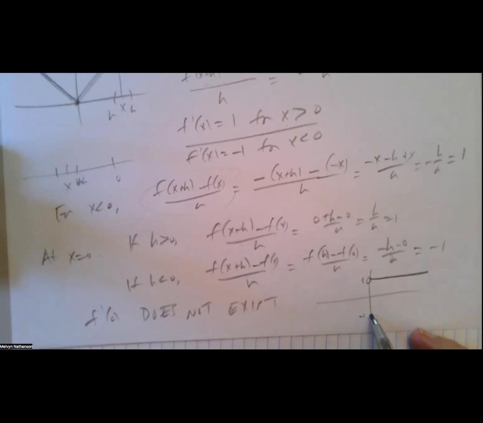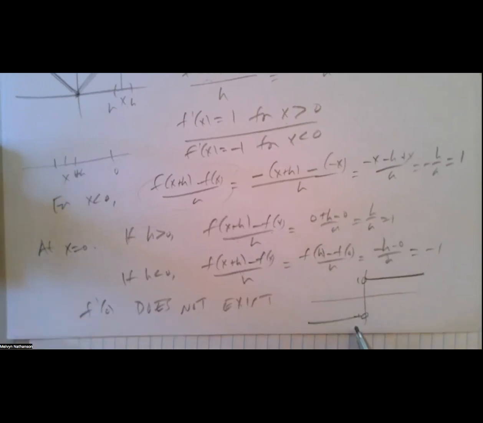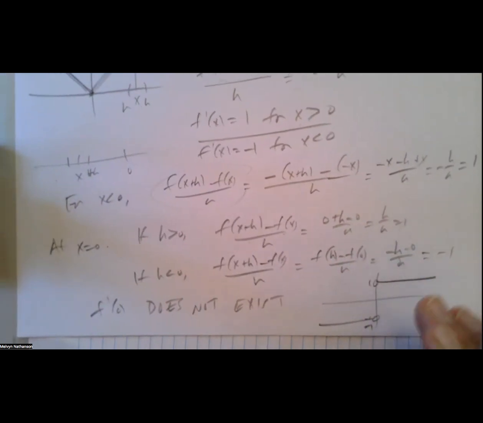it's 1 for x greater than 0. It's minus 1 for x less than 0. And at x equals 0, it doesn't exist. So that's really very important to know that derivatives do not always exist. Okay.